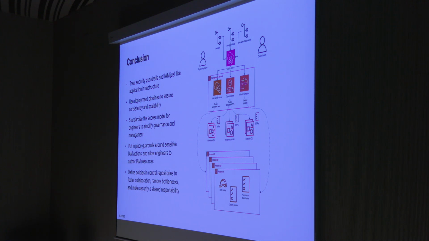And I would also argue that this increases security, because if you standardize your access and you know who has access to what and you know everything is consistent, then that might be more secure than creating custom permissions for each team. You should put in place guardrails around sensitive IAM actions and allow engineers to create their own IAM resources, specifically IAM roles, and then define policies in a central repository.